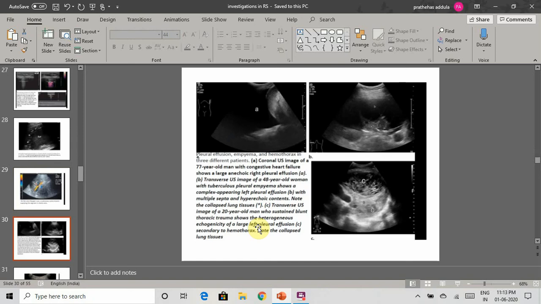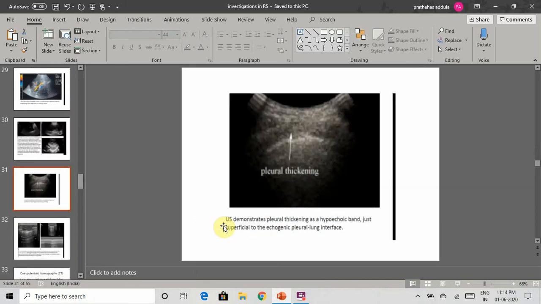The third image shows a 20-year-old man who sustained blunt trauma, with heterogeneous echogenicity of a large left pleural effusion secondary to hemothorax. Pleural thickening can be seen as a hypoechoic band just superficial to the echogenic pleural-lung interface.